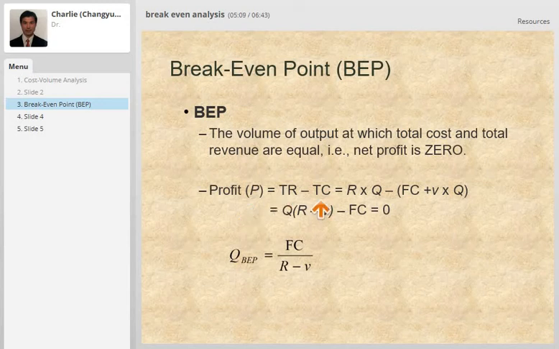Okay, total revenue equals revenue per unit times quantity. Total cost equals fixed cost plus variable cost per unit times quantity. So we reorganize this part, we get this. And we set it equal to 0. Solve this for Q, we get Q equals FC over R minus V. Let me repeat. Solve this equation for Q. So we get this.